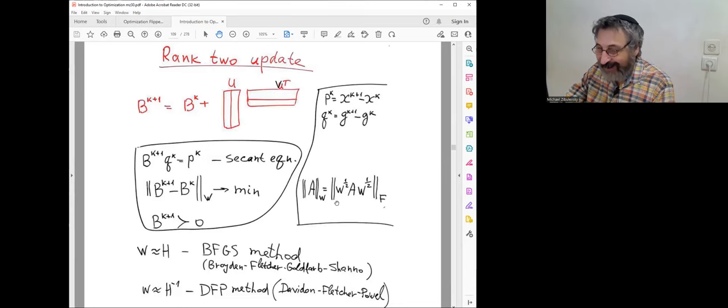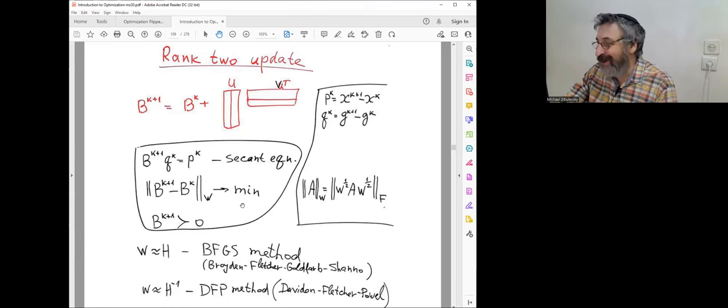So we asked, what is the square root of some matrix W? And of course, one more important requirement, we want our updated matrix to be positive definite. Just by the way, which we didn't provide in rank one update. In rank two update, we are able to provide. In rank one update, all our degrees of freedom were used to satisfy the secant equation and to keep the matrix symmetric. And here are two more requirements we can satisfy.